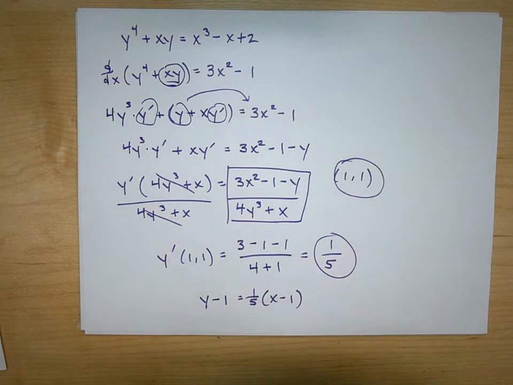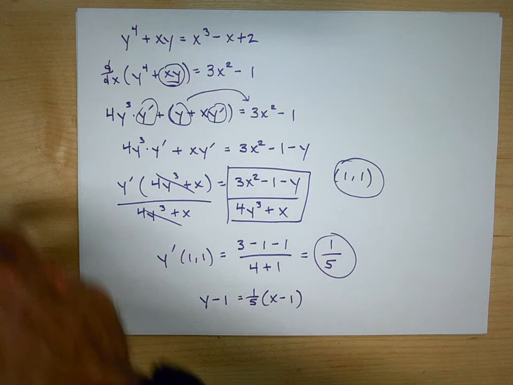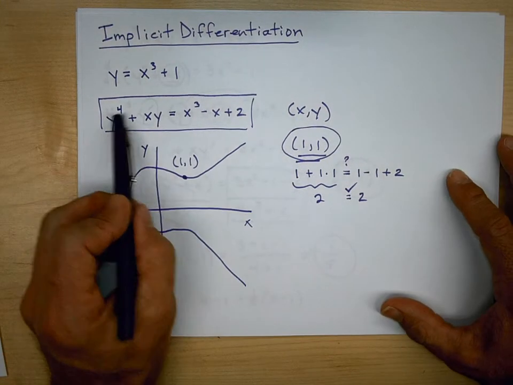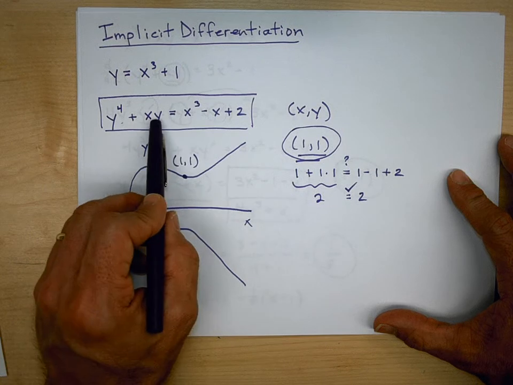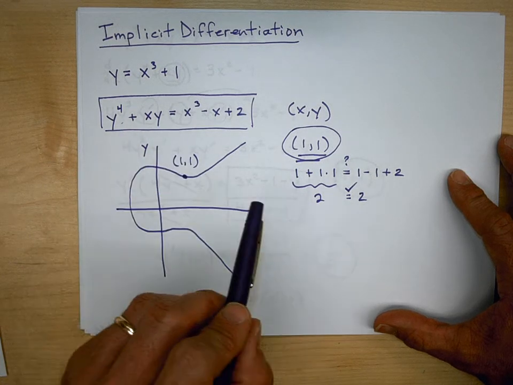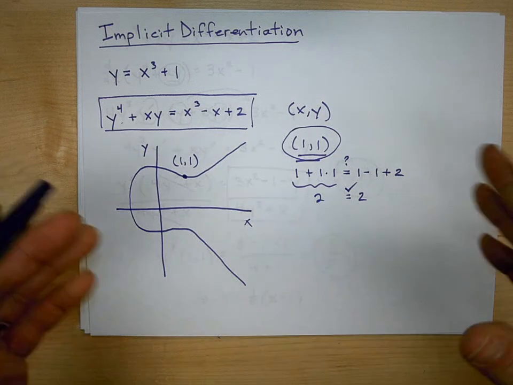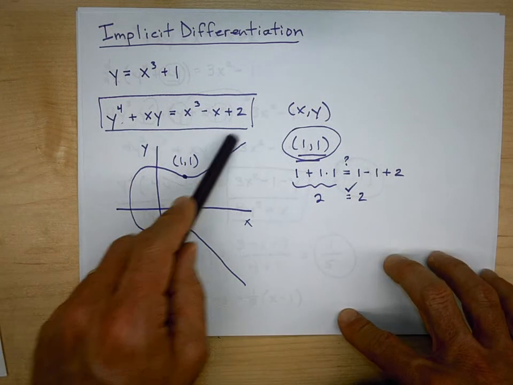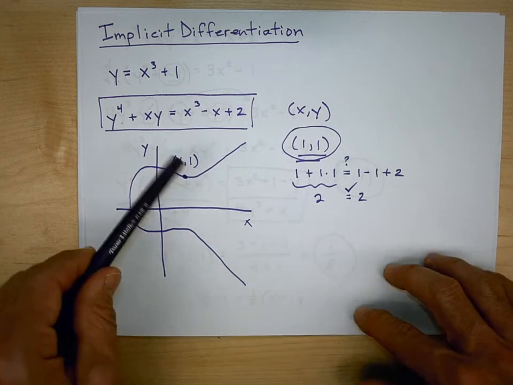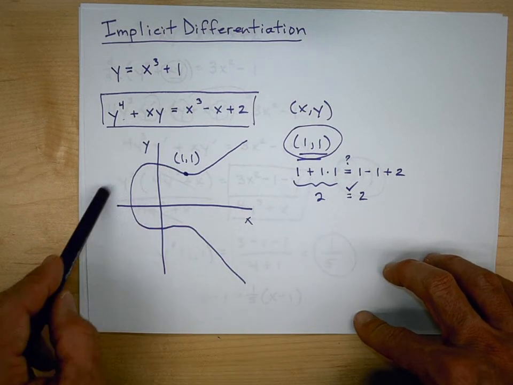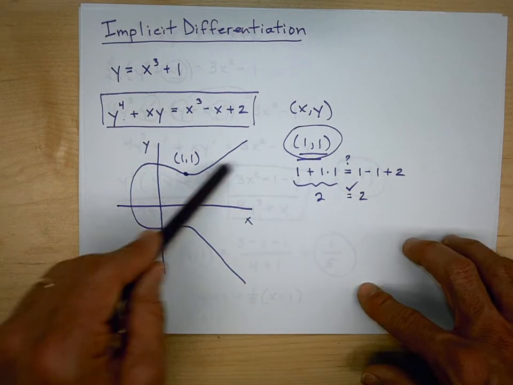So that is the big idea with implicit differentiation, is that while we can't solve for y explicitly, we can find an expression for y prime in terms of x and y, and we can use that to determine how a graph is changing at a specific point with respect to x and y. We can find the equations of tangent lines to these types of curves as well.